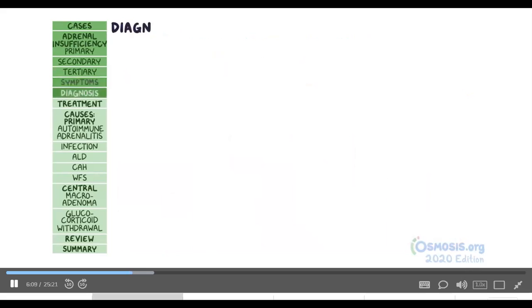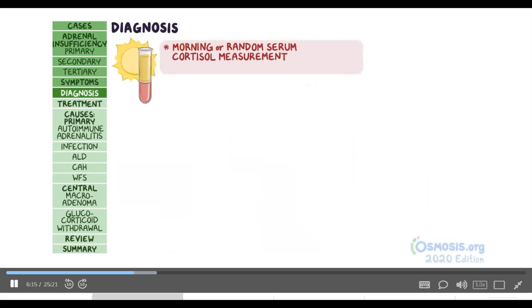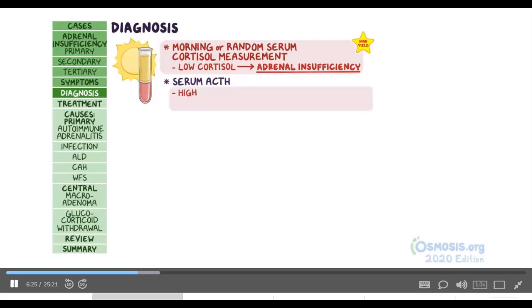Adrenal insufficiency diagnosis is also very high yield. Testing begins with a morning or random serum cortisol measurement, where a low cortisol level confirms adrenal insufficiency. Now, if there's adrenal insufficiency, serum ACTH levels should also be tested. If it's high, it suggests primary adrenal insufficiency, whereas if serum ACTH is low, it suggests a central cause, either secondary or tertiary adrenal insufficiency.